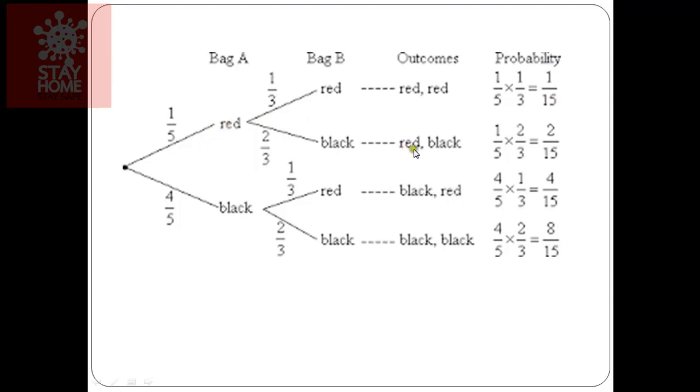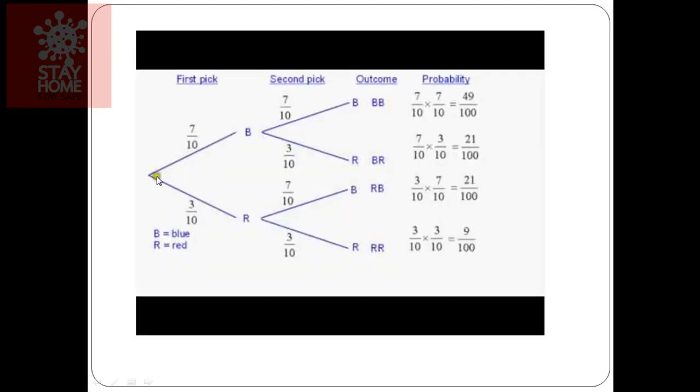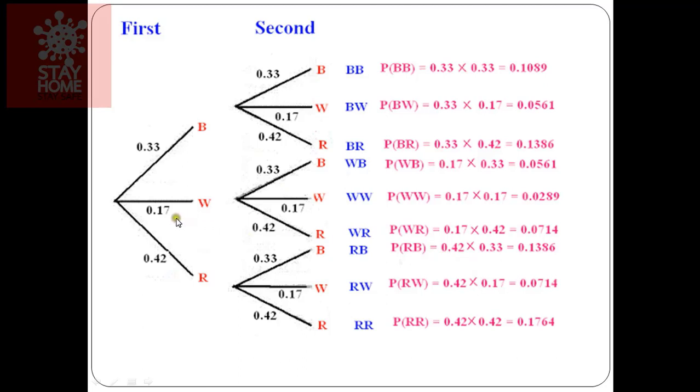After that, if you need the red black probability, 1 over 5 multiplied by 2 over 3. That will be 2 over 15. So that is the probability of red black. In this way, find the remaining. Okay, the same here, blue and red. These are the 2 colors. The first pick and the second pick, these are the outcomes and that is the probability, similar to before. Okay, now if we have 3 colors, black, white, and red, probabilities are given.